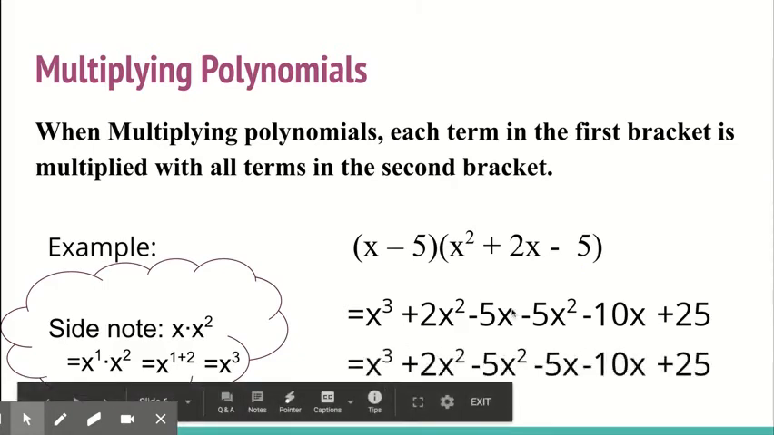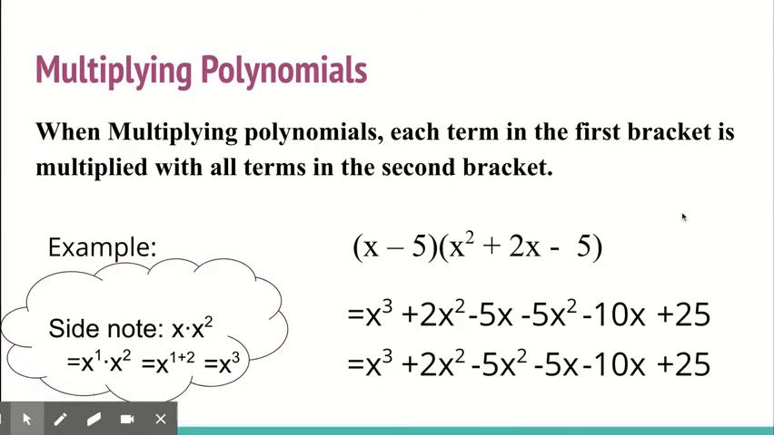And now we can simplify it. So if I have 2x squared minus 5x squared, this is going to give me x to the power of 3 minus 3x squared. And then when I have negative 5 minus 10, that gives me negative 15x plus 25. And that's your final answer.